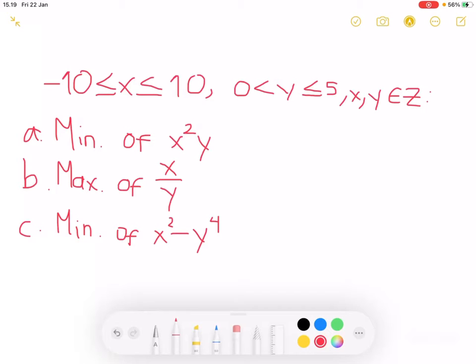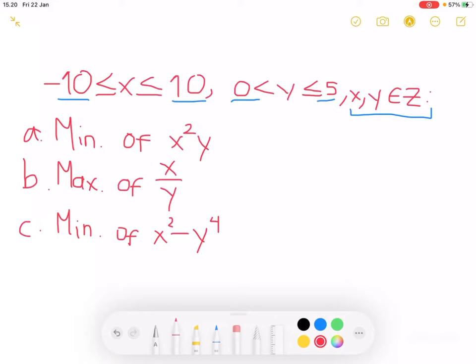Okay, so this is the second example. So given these intervals, x is between -10 and 10, including -10 and 10. Y is between 0 and 5. However, this is excluding 0 because this is a strict inequality. So this is completely greater than 0, and it cannot be equal to 0. However, it includes 5 in this interval. So in other words, y is between 0 and 5, not including 0 but including 5, and given they are integers as well.